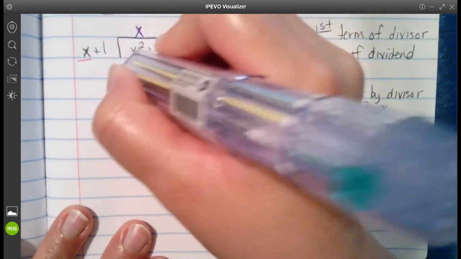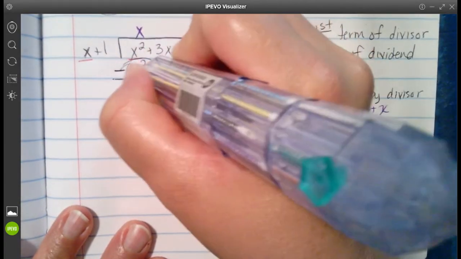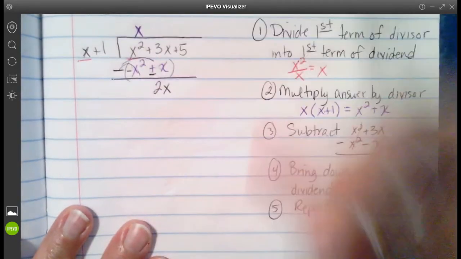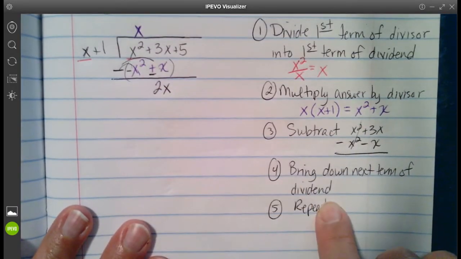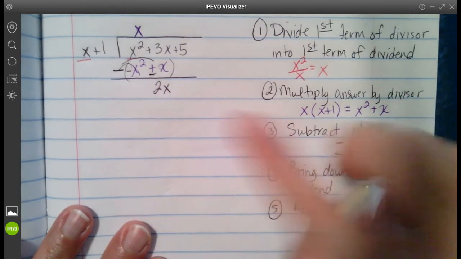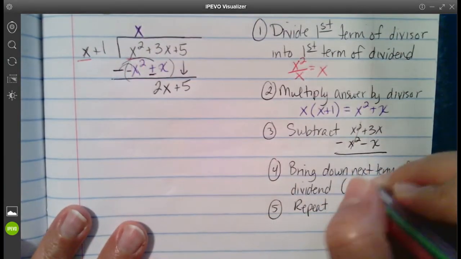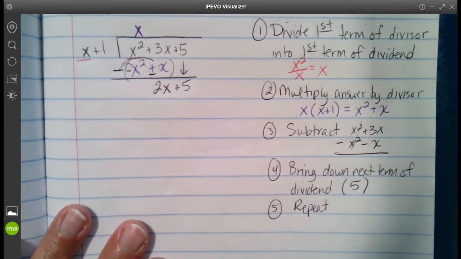Okay, I tend to distribute, I tend to do this. So negative and negative. Like I said, you got to keep track of which one you're using. Okay, then step number 4 is to bring down the next term of the dividend. So in this case, it would be the 5. So I'm just going to put 5 here in parentheses.